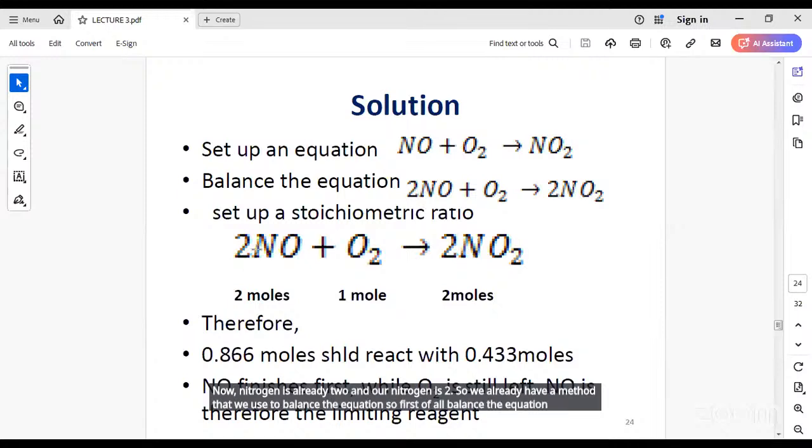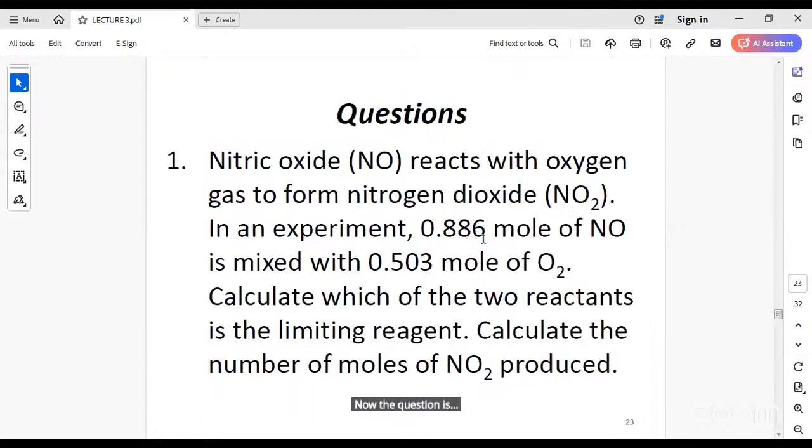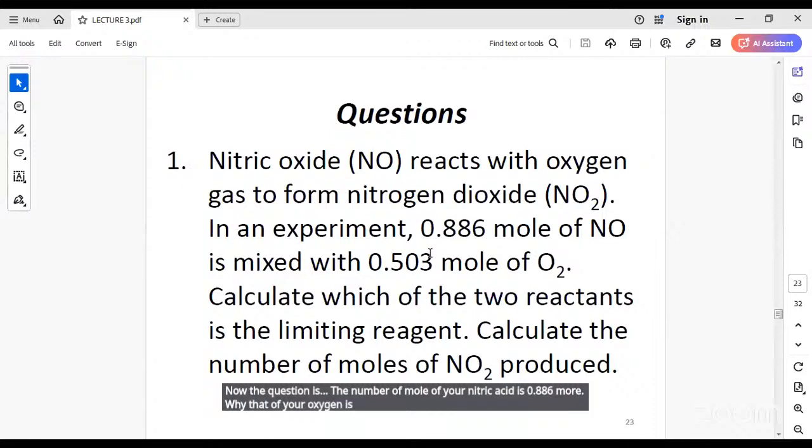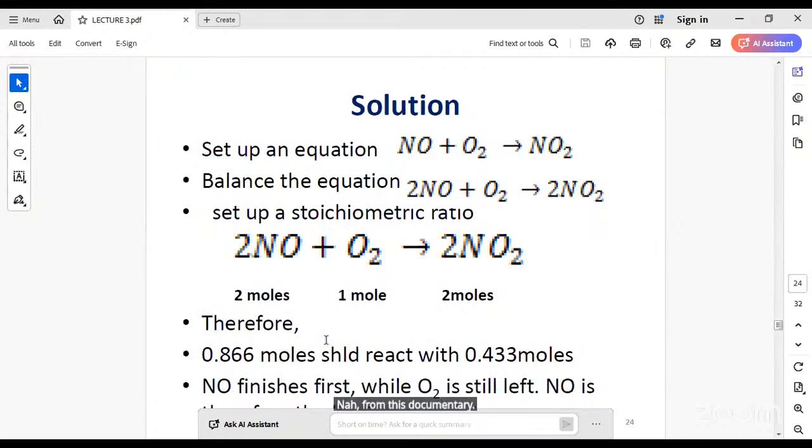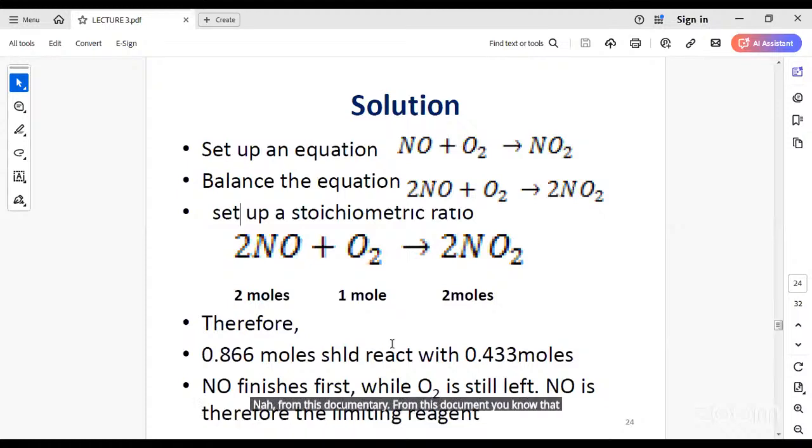So we have already set up our stoichiometric ratio. So 2 moles of your nitric acid will react with 1 mole of your oxygen to give you 2 moles of your nitrogen dioxide. So our mole ratio is 2 to 1 to 2. Now the question is, the number of moles of your nitric acid is 0.886 mole, while that of your oxygen is 0.503 mole. Now from this stoichiometry, we know that 2 moles of your nitric oxide will react with 1 mole of oxygen. So what it means is that 0.886 moles will react with what? 0.886 times 1 over 2.